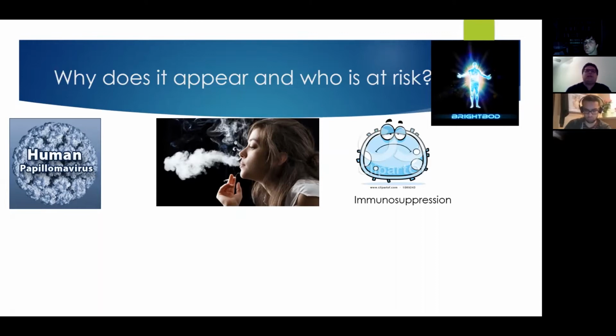prolonged use of steroid drugs, certain inborn conditions like immunodeficiencies, and even certain stress-related immunosuppression. So people who are undergoing lots of stress can be immunosuppressed.